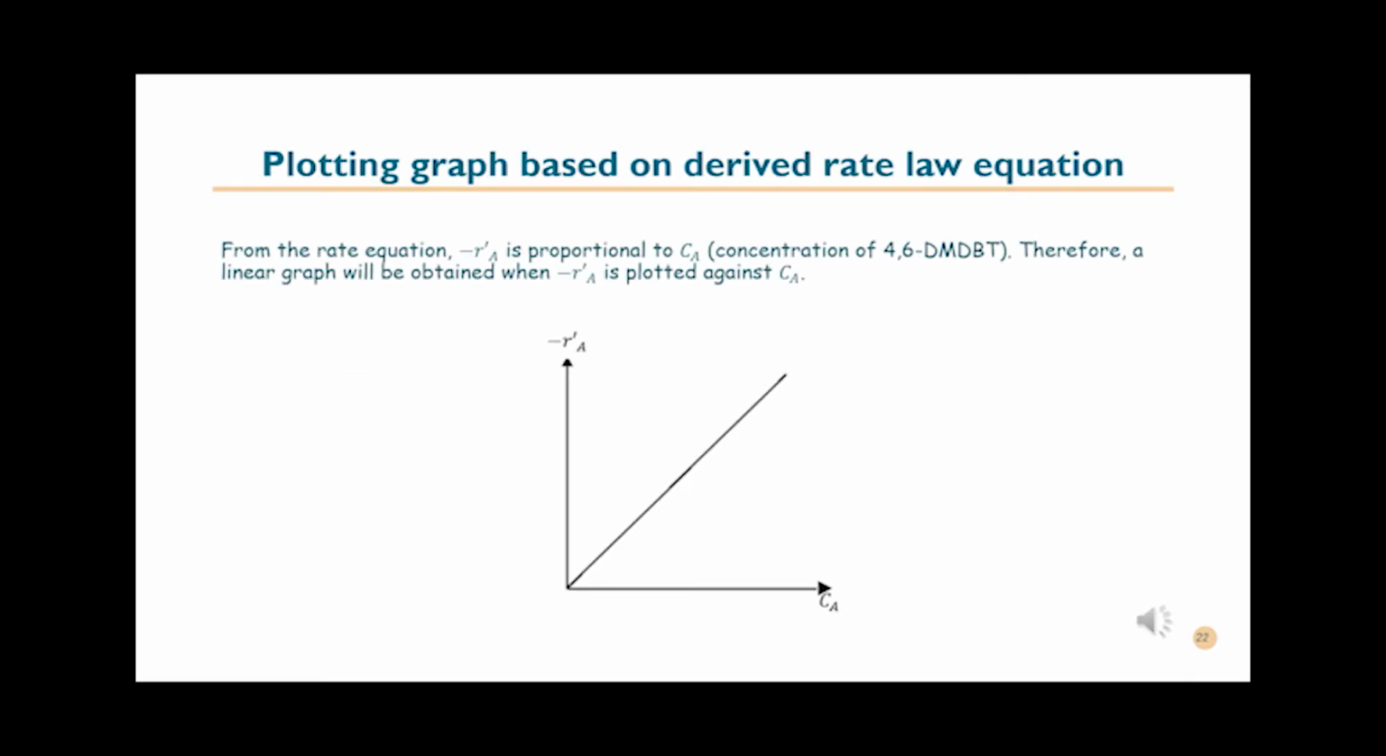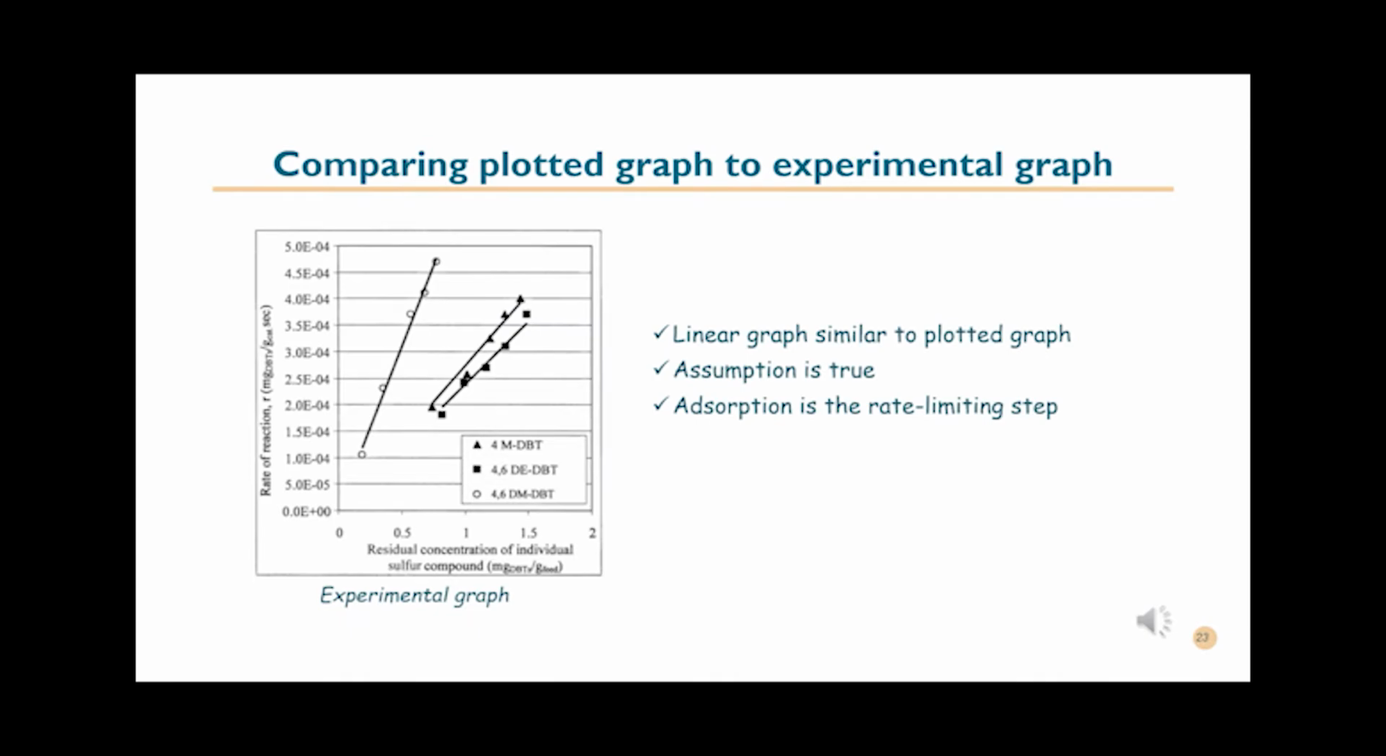For this section, a graph is plotted based on the derived rate law equation. From the rate equation, rate is proportional to the concentration of A. Therefore, a linear graph will be obtained. By comparing the plotted graph with the experimental graph, the assumption made is true. Hence, it can be concluded that adsorption is the rate limiting step.